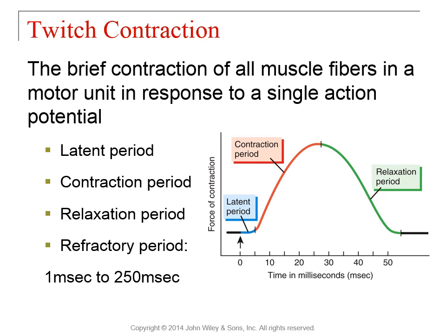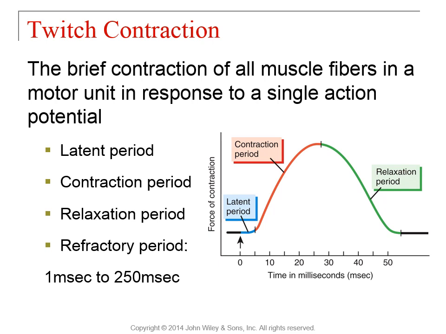Now, twitch contractions comprise different stages, different periods, where all the muscle fibers in the motor unit will respond to one action potential. So basically, it starts off with a latent period. That's the actual time it takes for the action potential to travel down the axon, have the acetylcholine span the synaptic cleft, and allow the calcium to be released, and then bind with the troponin. This can be known as the latent period.